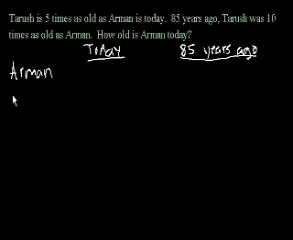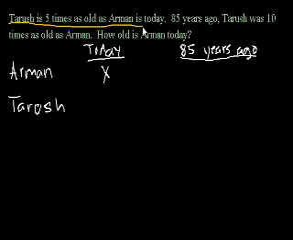Okay, Armand and Tarush. Well, we're trying to solve for how old is Armand today. So let's just make that x for simplicity. It says Tarush is 5 times as old as Armand today. So let me underline that. Tarush is 5 times as old as Armand today. Well, if Armand is x, that tells us that Tarush is going to be 5x.